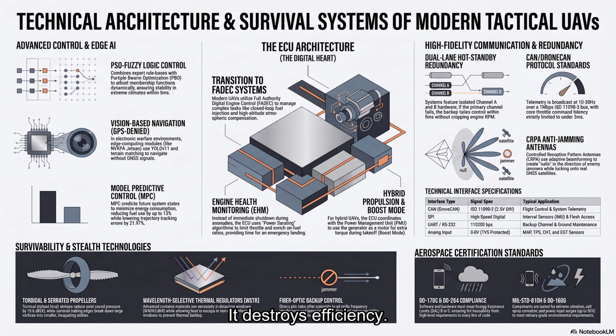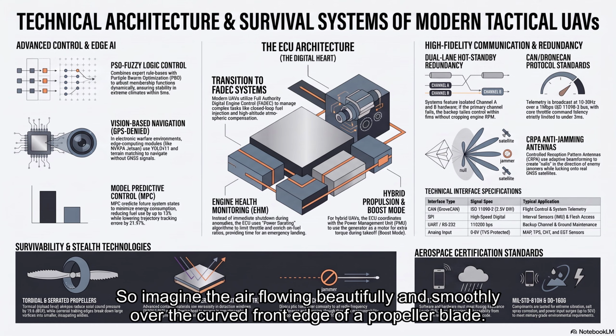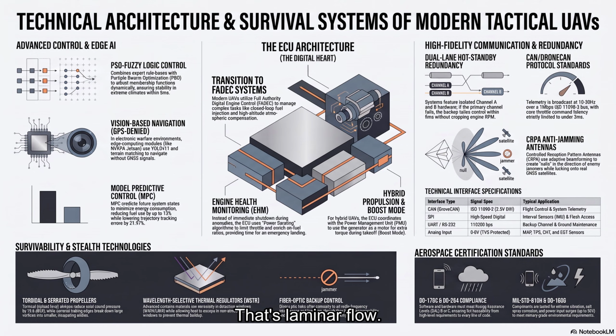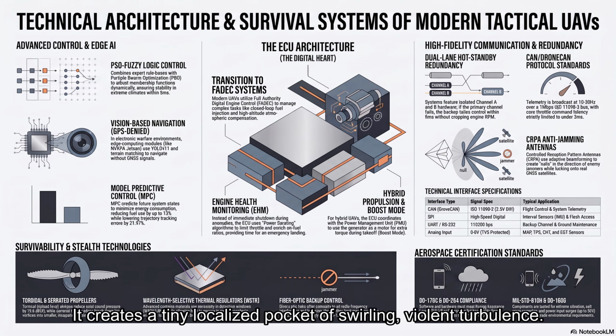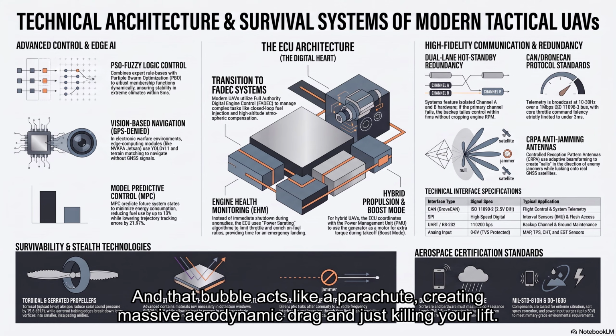It destroys efficiency. So imagine the air flowing beautifully and smoothly over the curved front edge of a propeller blade. That's laminar flow. But because of the specific sticky Reynolds number, the airflow suddenly detaches from the surface of the blade. It creates a tiny localized pocket of swirling, violent turbulence, that's the bubble, before reattaching further back down the blade. And that bubble acts like a parachute, creating massive aerodynamic drag and just killing your lift.